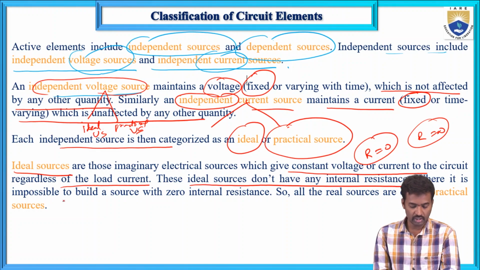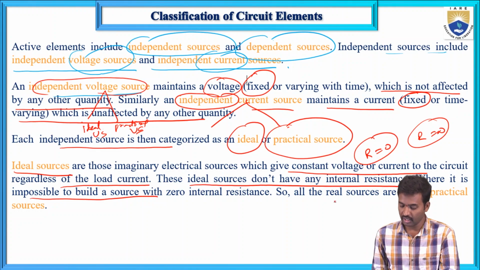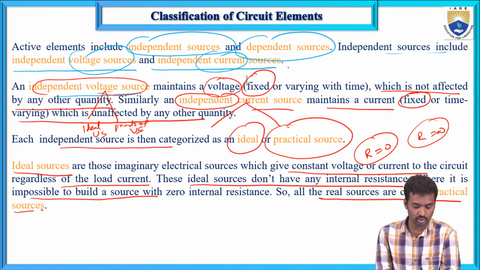It is impossible to build a source with 0 internal resistance. Such types of sources are practical sources, that are real sources.